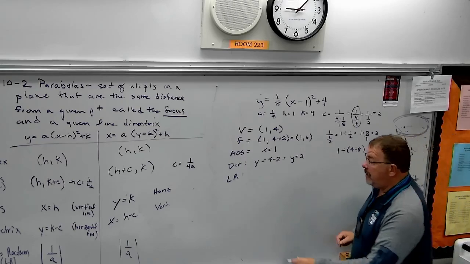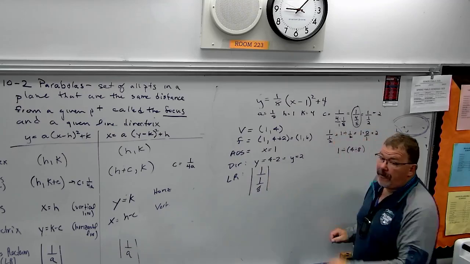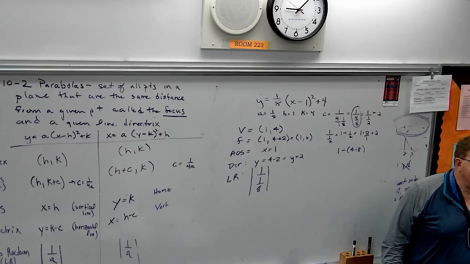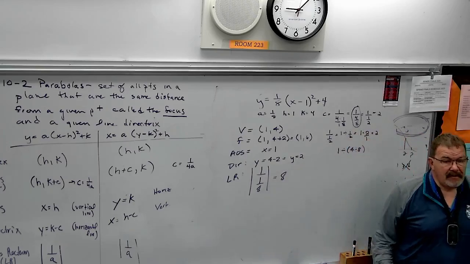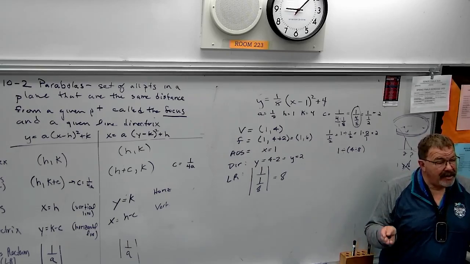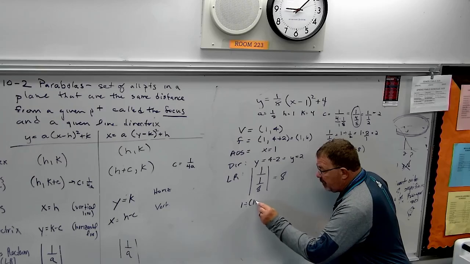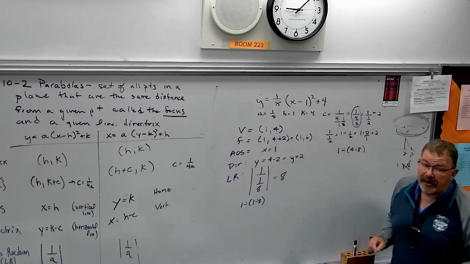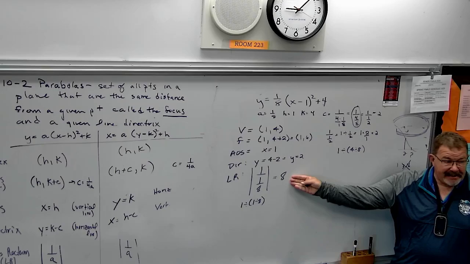Our LR, here we go. 1 over 1/8. What is that? Oh. Keep, change, flip. 1 times 8. Do it on a calculator. What is 1 divided by parentheses 1 divided by 8? Again, if you're having a hard time doing this, just plug it straight into your calculator. You do got to use parentheses though. 1 divided by 1 divided by 8. Our answer is 8.